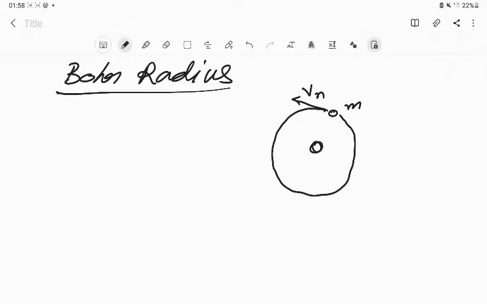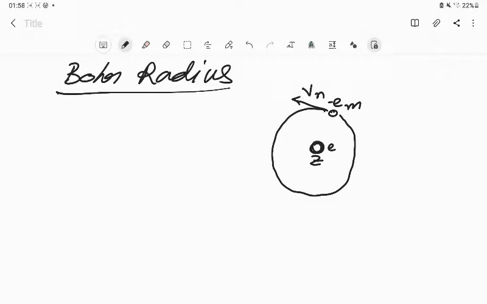Around the nucleus, which has Z protons, a Z number of protons. Here the charge of the electron is e and the charge of a proton is also e, but the charge of the electron is minus e. The magnitude is the same, e is the same.